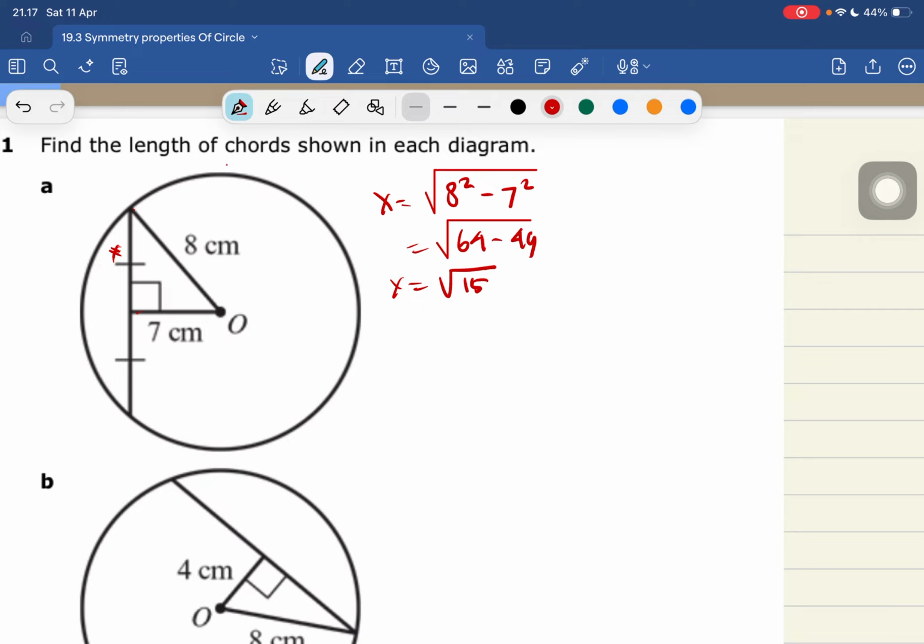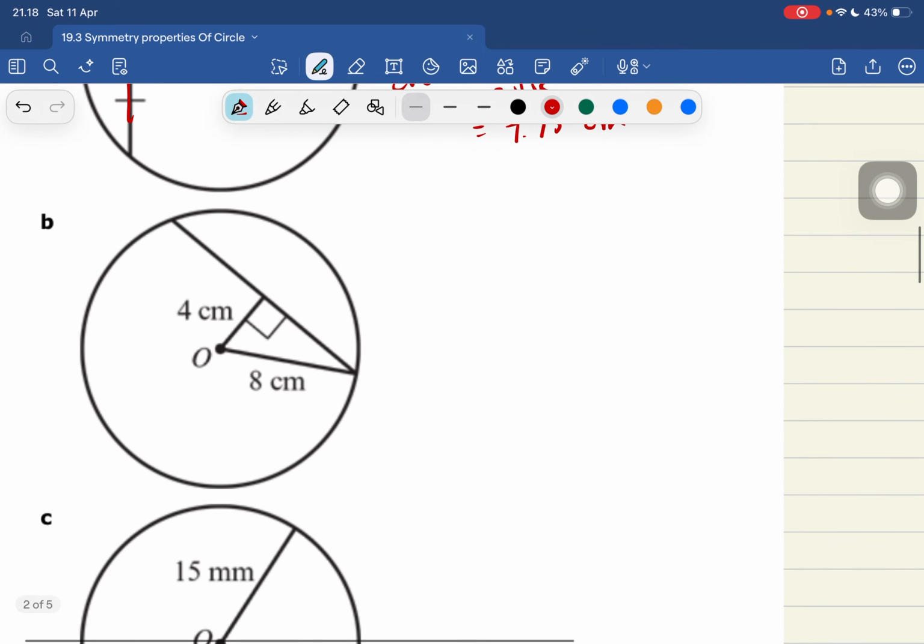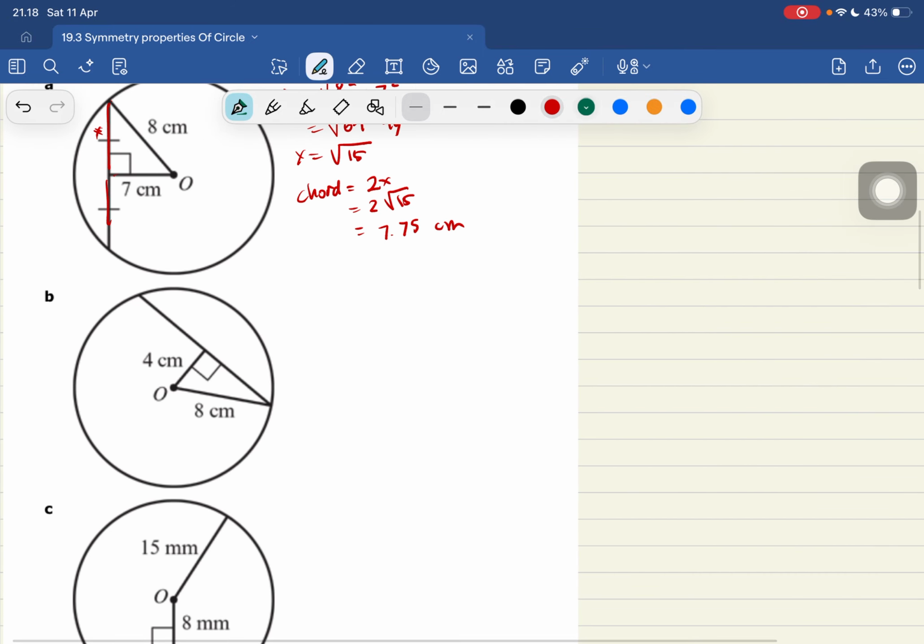So if we would like to find the chord, it's x, so we got 2x, so we can just double it. So the chord equals 2x, so 2 times the square root of 15. So we can use a calculator, 2 multiplied by the square root of 15. So here the answer is 7.75 centimeters.